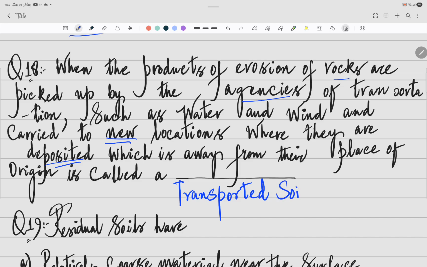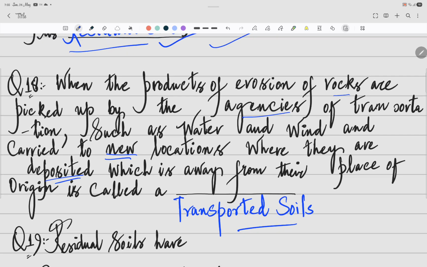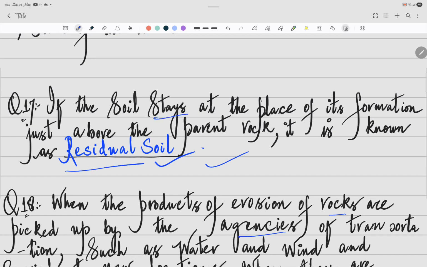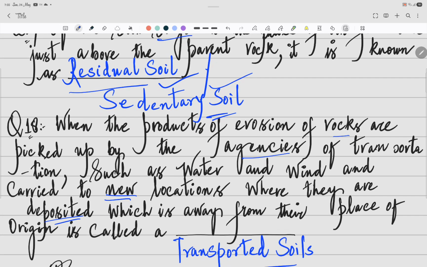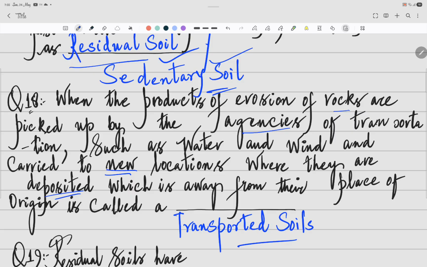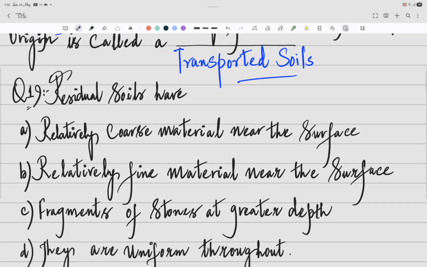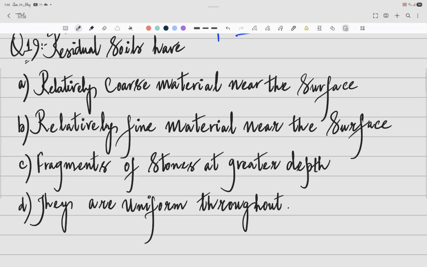All right. So the soil, if it stays at its place of formation just above its parent rock, is known as residual soil or sedentary soil. And if it gets transported by certain agencies of transportation and gets deposited at a far place quite away from its parent rock, then this soil is known as transported soil. All right. Moving on to question number 19.